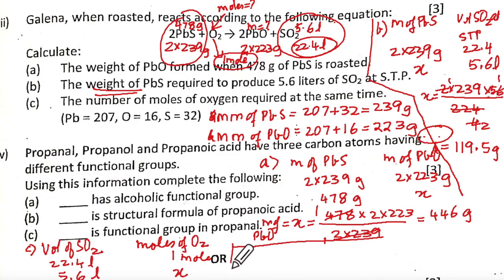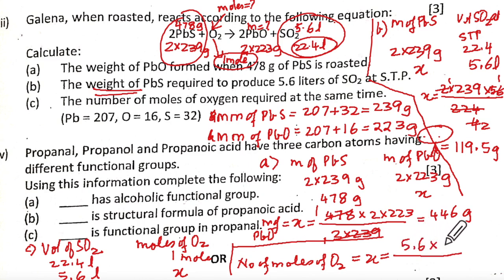In this case, what will I get? Number of moles of O2 will be equal to X, equal to 5.6 into 1 upon 22.4. So it is 0.25, 1/4. I've already written number of moles, so I don't have to write moles again. This is your answer C.